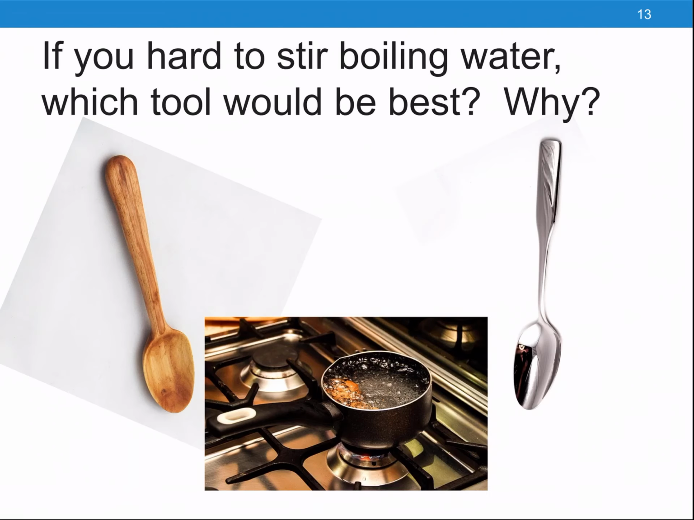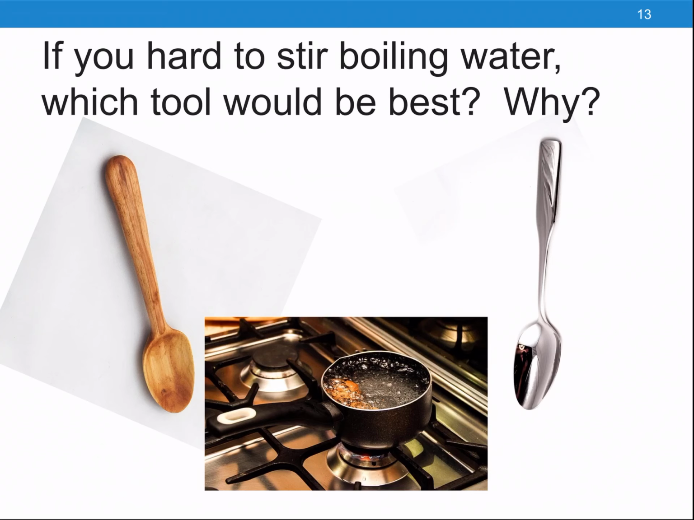So let's have an example for you guys. If you were to stir some boiling water, maybe you're making soup, which tool would you want to use? A metal spoon or a wooden spoon? Pause the video, make your selection.